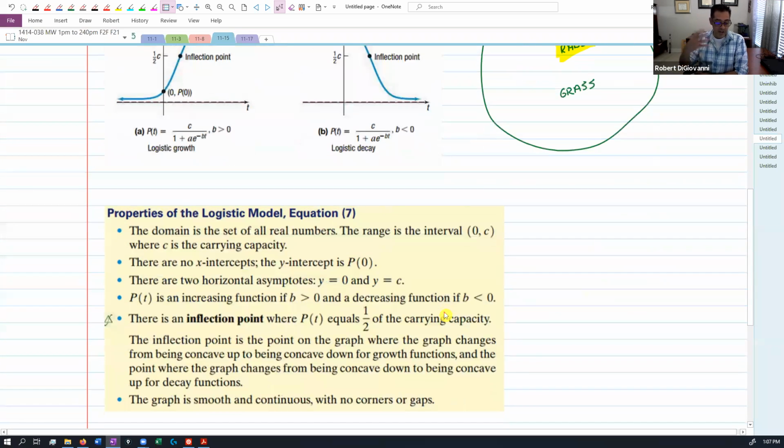So in these logistic models, the important properties, the domain is everything.